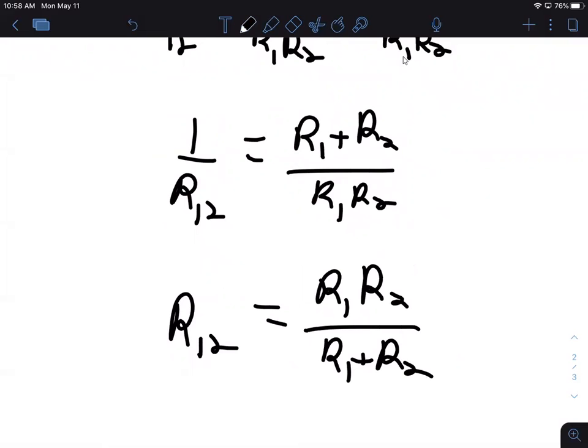And this value will always be less than either one of these. You can try just plugging some numbers in here and you will see that that is the case.